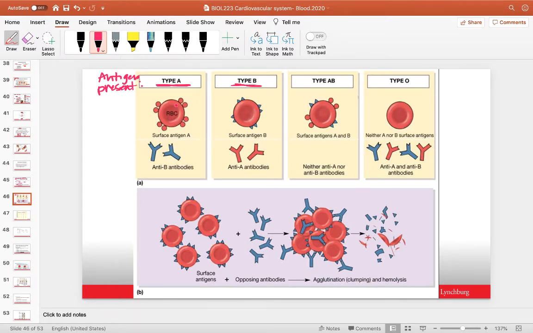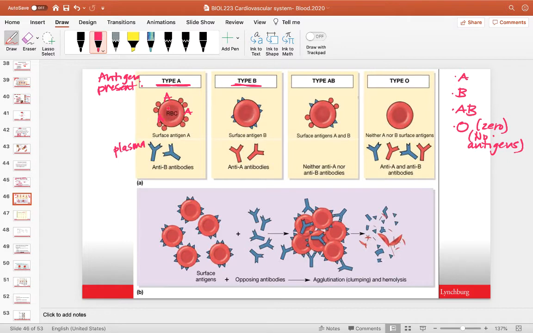So if we have type A blood, it means that A antigen is present on the red blood cell, and it means the antibodies that are present in the plasma are going to be antibodies against the antigen that we don't have. If you recall, our only choices here are A and B. So we can have A antigen, we can have B antigen, we can have both antigens, A and B, or we can have no antigens, and that would be type O. I always tell students that's like a 0 because it basically means no antigens present.